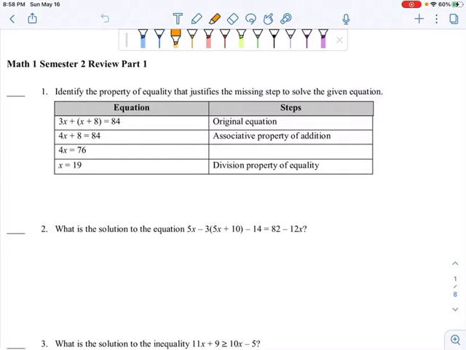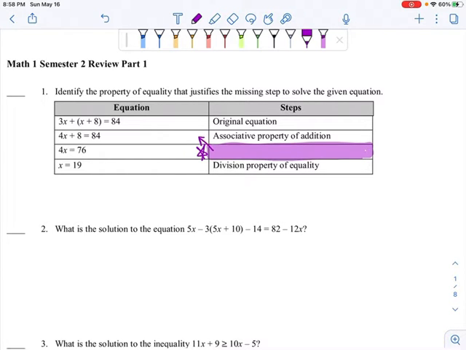Okay, so number 1 says identify the property of equality that justifies the missing step to solve the given equation. So we have to look at what part we're missing. So we're missing this step right here. Okay, and so what it's asking us to do is we need to look at the equation right before it to see how we got to this spot.